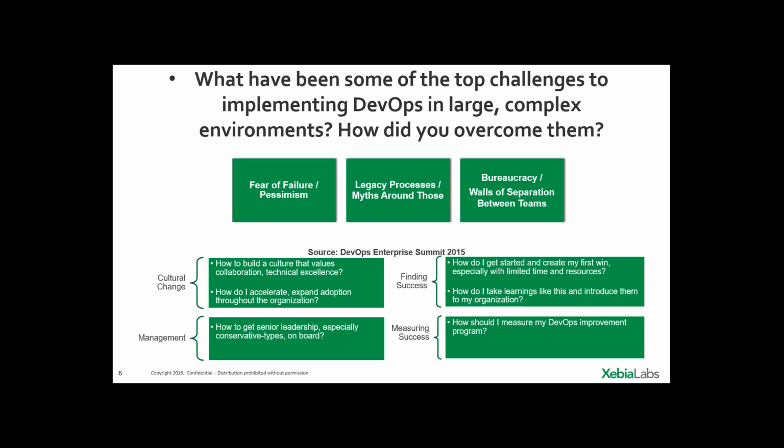Okay. Well, Andrew, I always considered you an expert as well, but we have a great panel of experts. Here's our first question, though, for you. And we're going to ask Topo to lead it off, but it is, what have been some of the top challenges to implementing DevOps in large, complex environments, and how did you overcome them?